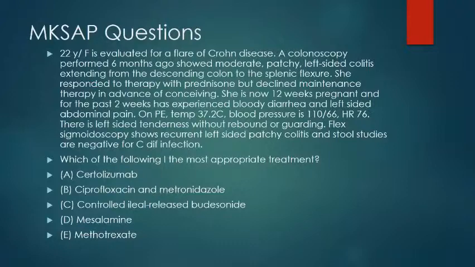So we have a 22-year-old female with a flare of Crohn's. A colonoscopy performed showed moderate patchy left-sided colitis extending from the descending colon to the splenic flexure. She responded to therapy with prednisone, but declined maintenance therapy in advance of conceiving. She's now 12 weeks pregnant and for the past 2 weeks has experienced bloody diarrhea and left-sided abdominal pain. On physical exam, she's got good vitals. There's left-sided tenderness without rebound or guarding. Flex sig shows recurrent left-sided patchy colitis, and stool studies are negative for C. diff. Which of the following is the most appropriate treatment?